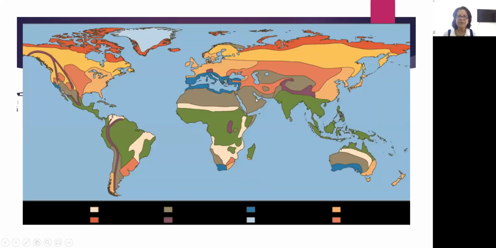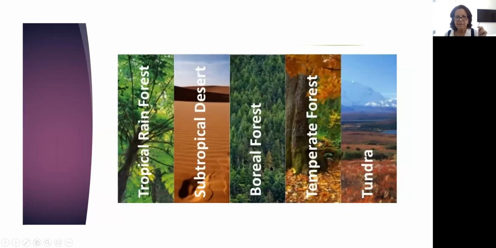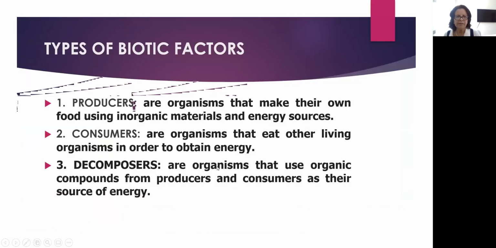At this point, we have this map showing us the different types of terrestrial ecosystem that we call biomes. And here we have an explanation. What is a biome? It is a large ecosystem described by its vegetation, soil, climate, and wildlife. And here we have these different types of biomes: the tropical forest, savanna, chaparral, tundra, polar ice, desert, mountains, and grasslands. We have some pictures showing them, and we have studied that before many times.